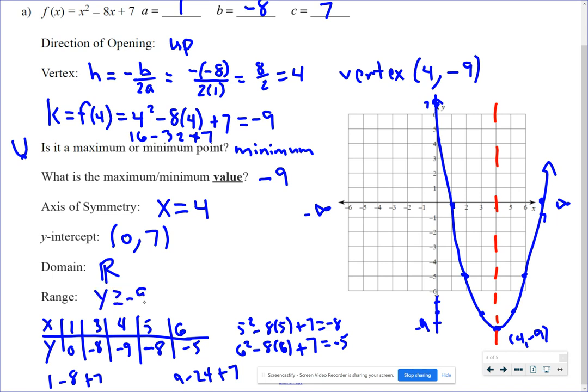Thank you. That is the way I often talk to my students about domain and range. Domain is the x values, so you follow it from left to right and look at the x values. It's going forever to the left and forever to the right, so negative infinity to infinity.